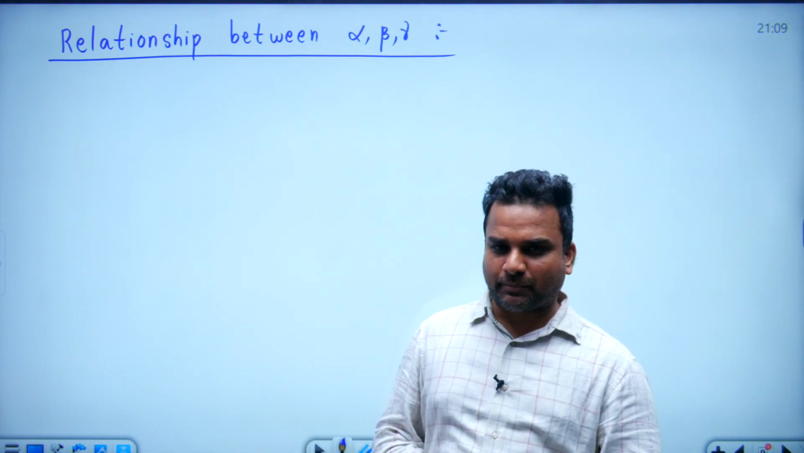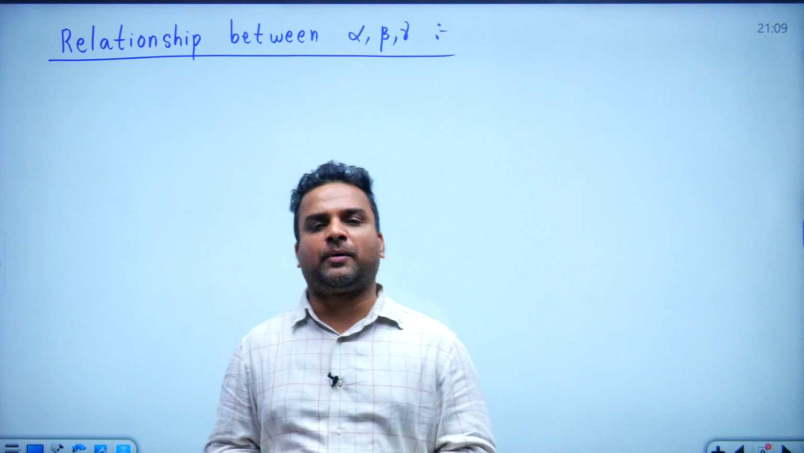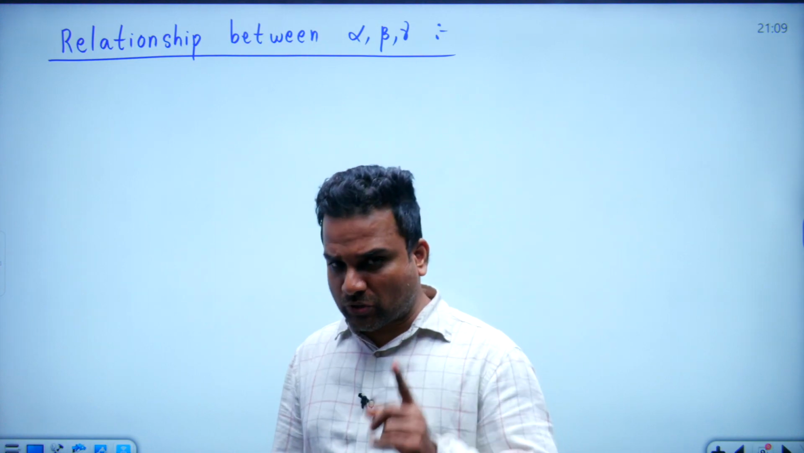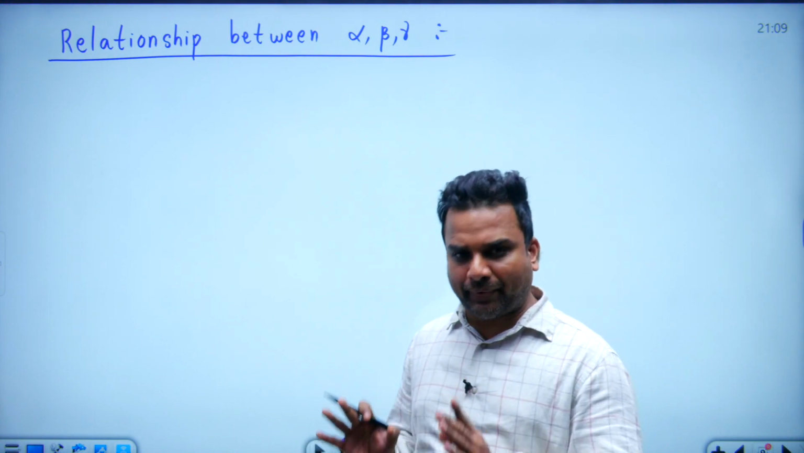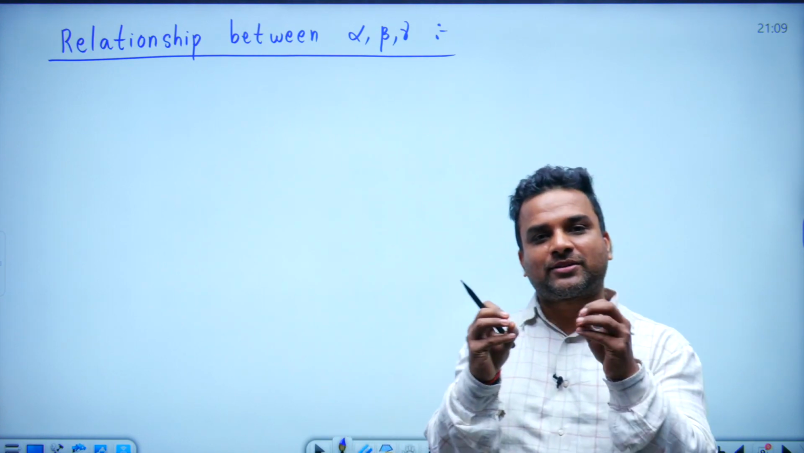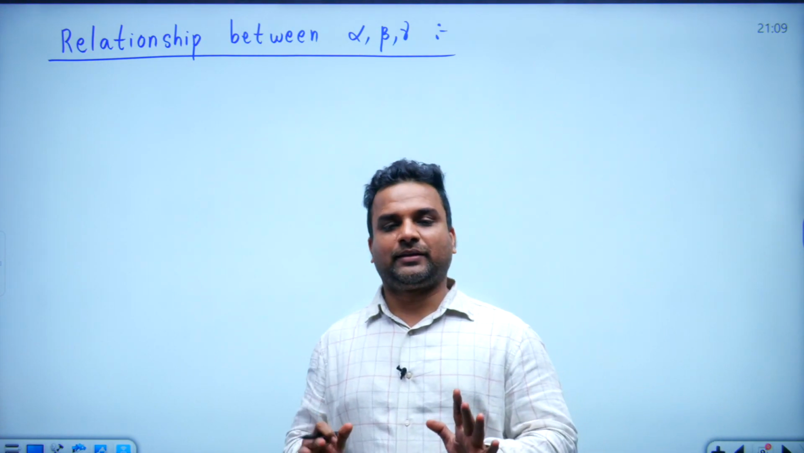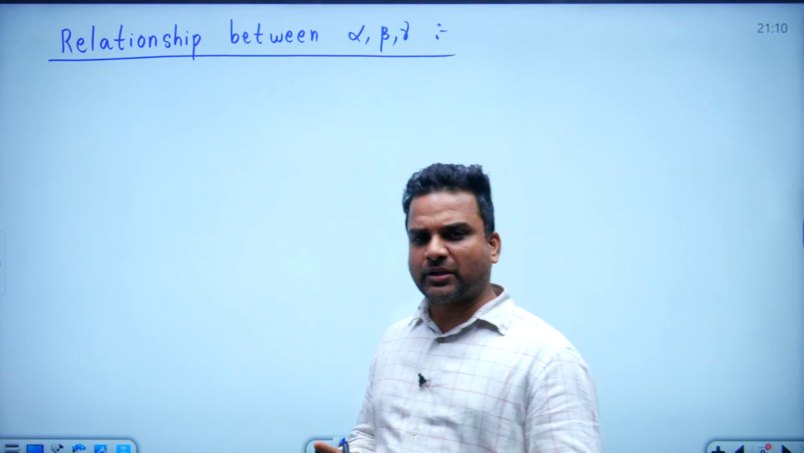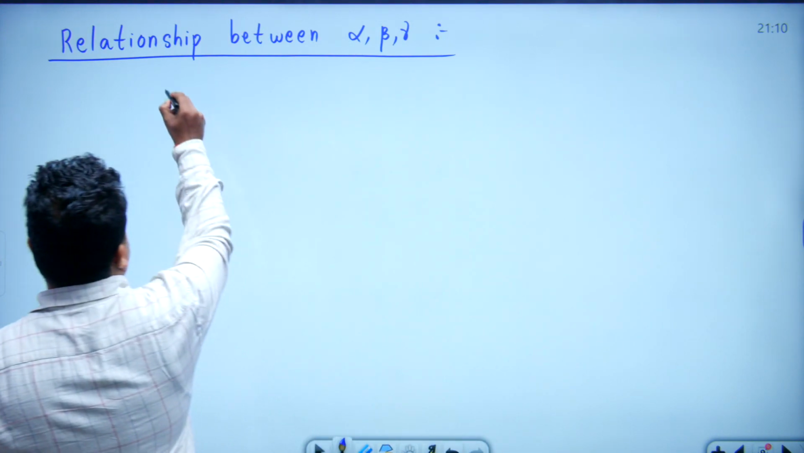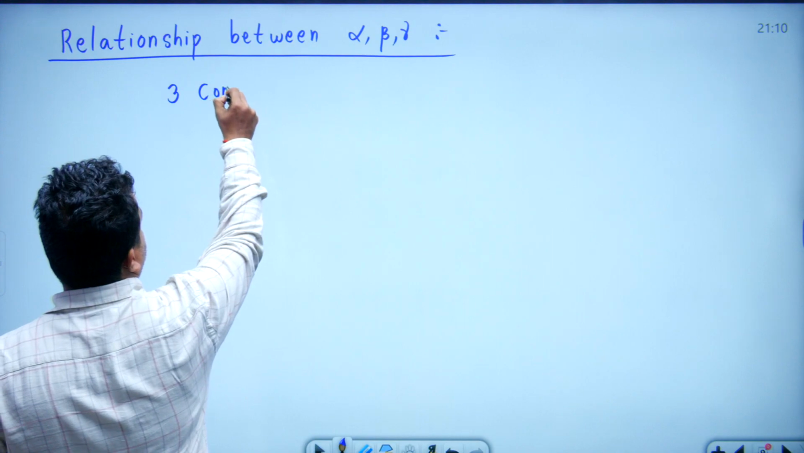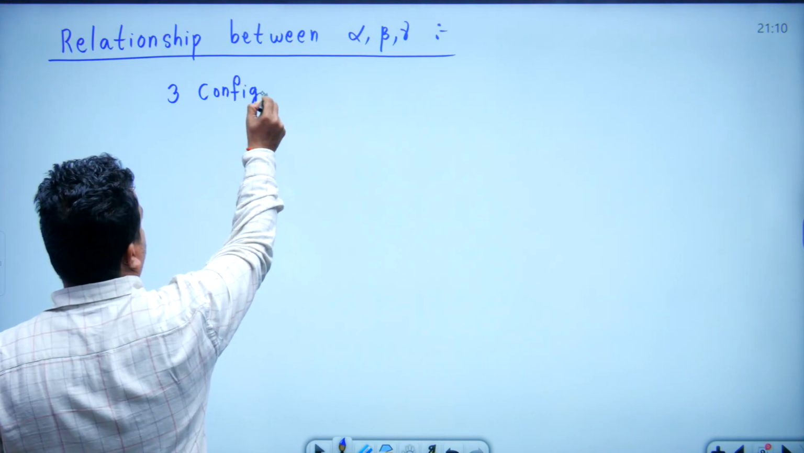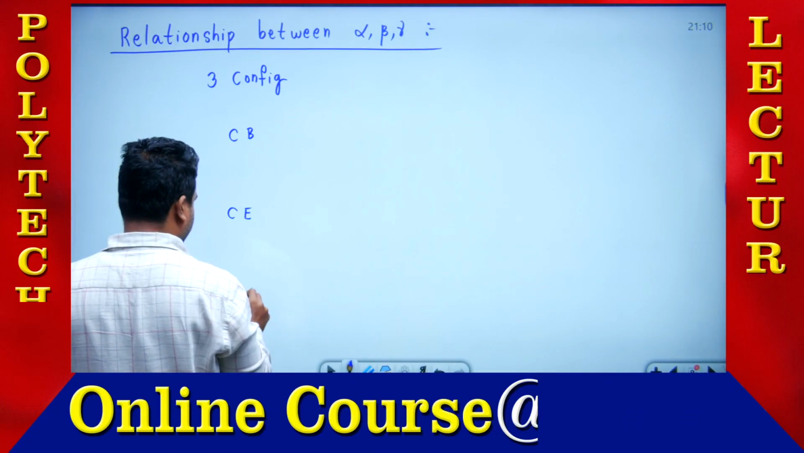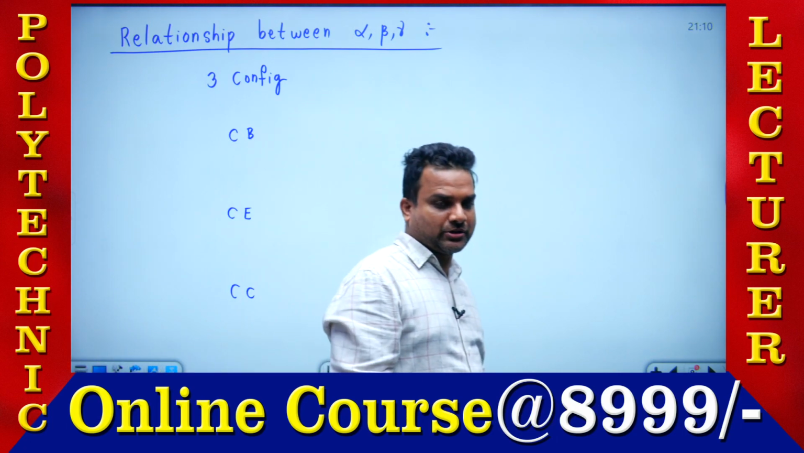Now we are going to discuss the relationship between alpha, beta, gamma in electronic devices and circuits. Guys, here we must know what alpha, beta, gamma are before making the relationship among them, isn't it? Yes. Now guys, what is alpha, beta, gamma? Remember guys, we have three configurations in BJTs. They are common base, common emitter, common collector. Yes, there are three configurations.